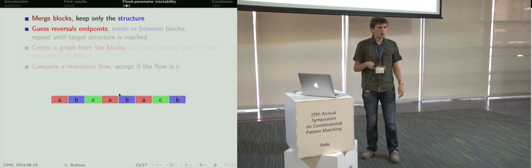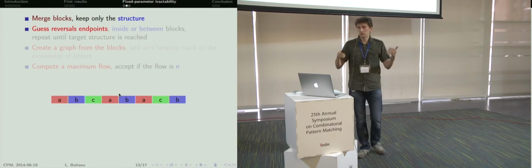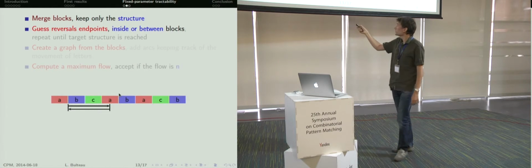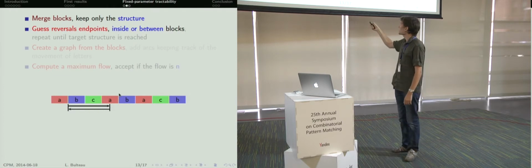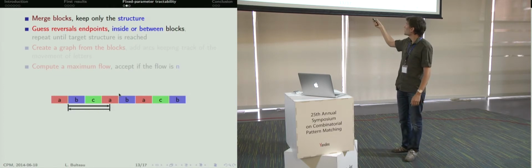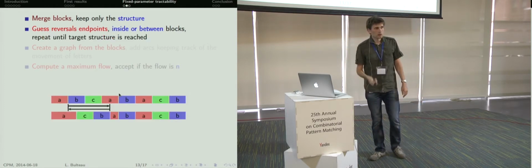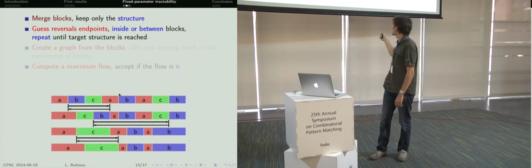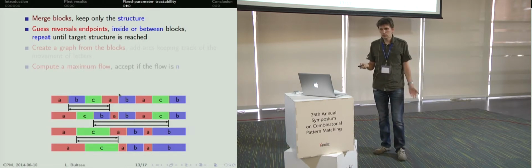And now we'll guess the endpoints of the reversals which are needed to go from this string to the other one. So maybe for the first reversal, we need to split between the block A and block B, and the other endpoint will be inside the block A somewhere. We don't know exactly where, we just know if it's inside the block or in between two blocks. And we do this again until we reach the target structure. So if this is the target string we want to obtain, then we stop here.